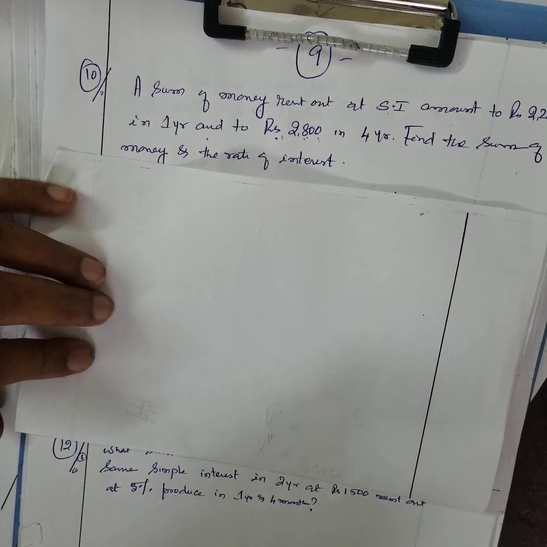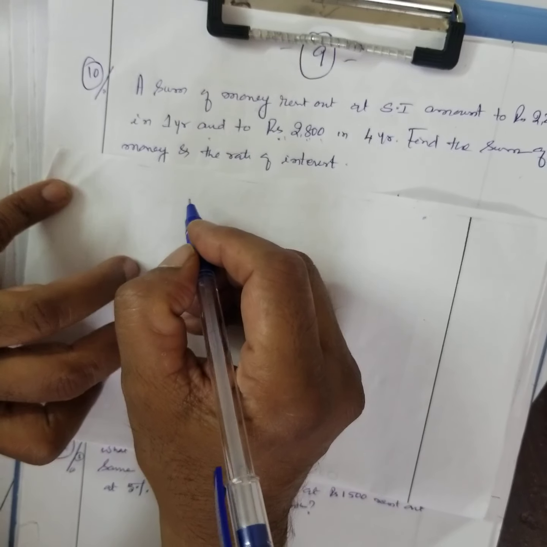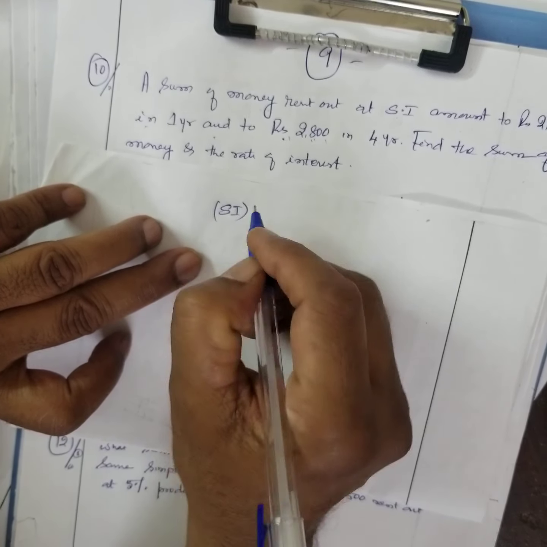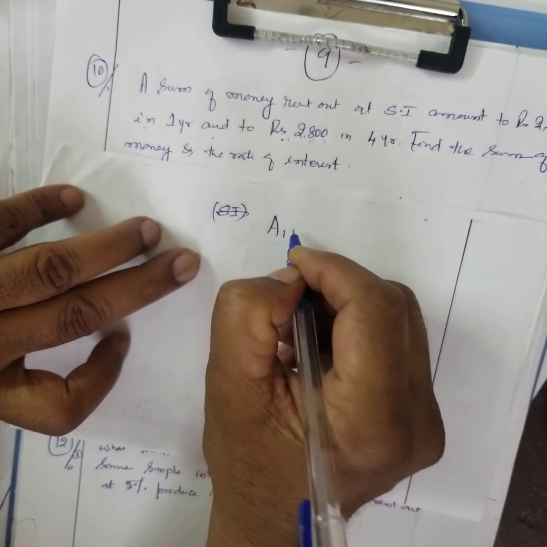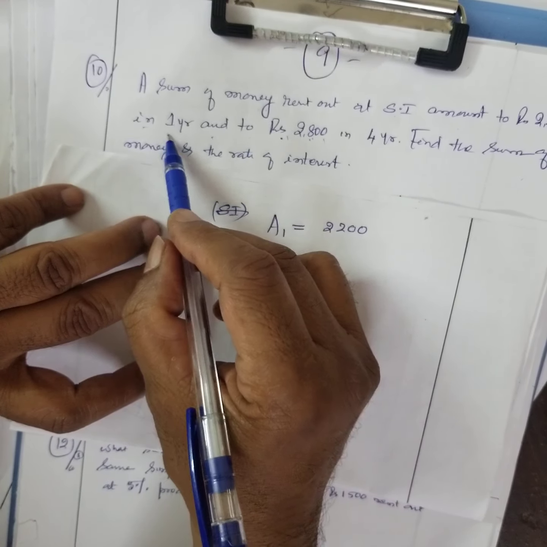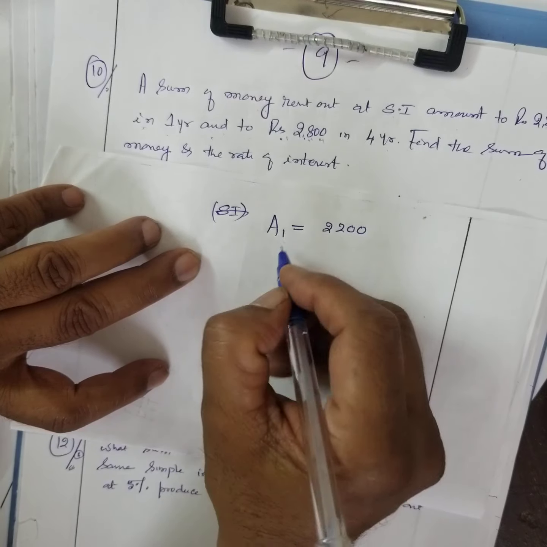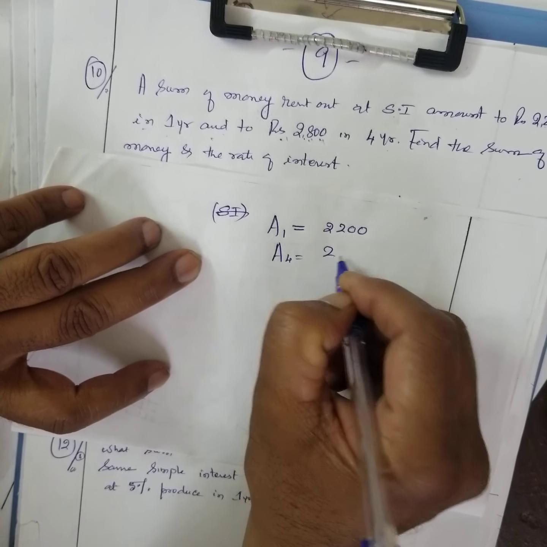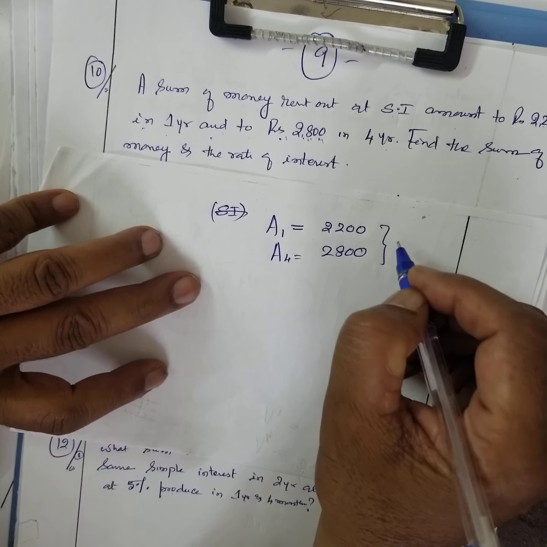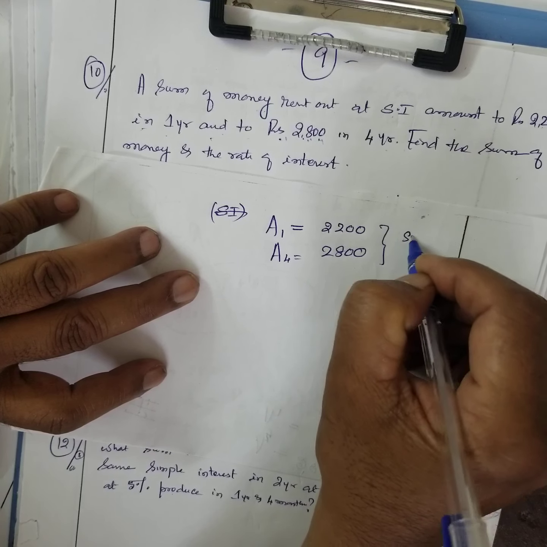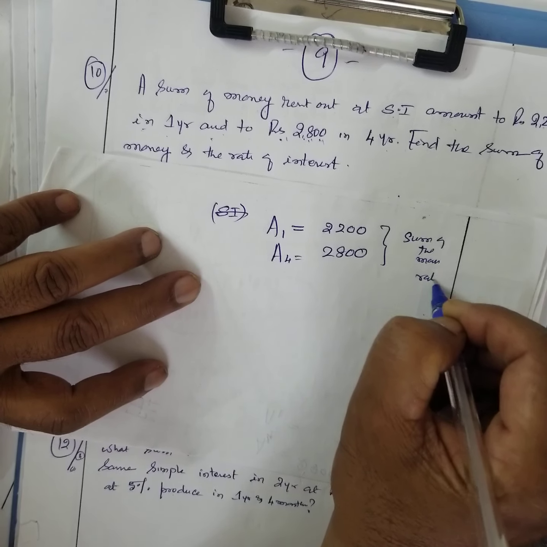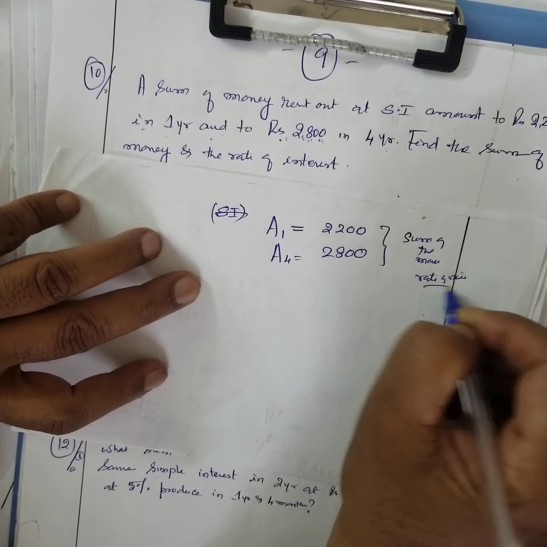I'll try it again. The sum of money rented at simple interest: the amount for 1 year is equal to 2200, and 2800 for 4 years. The amount for 4 years is 2800. Find the sum of the money and rate of interest.